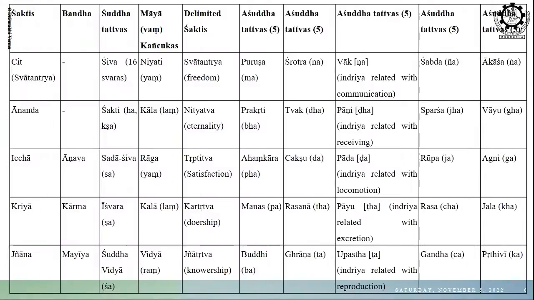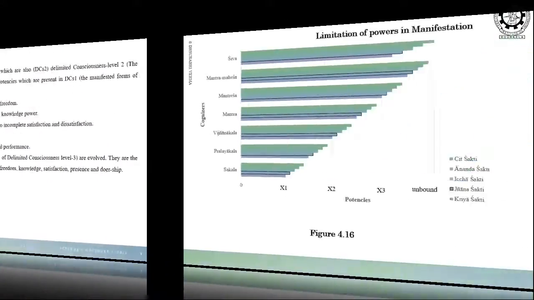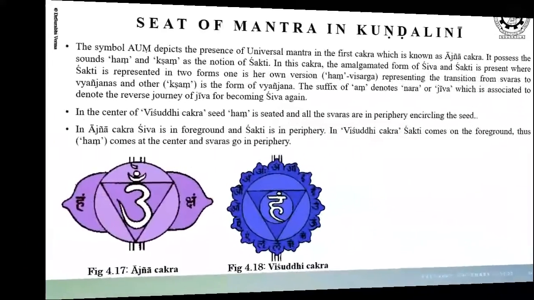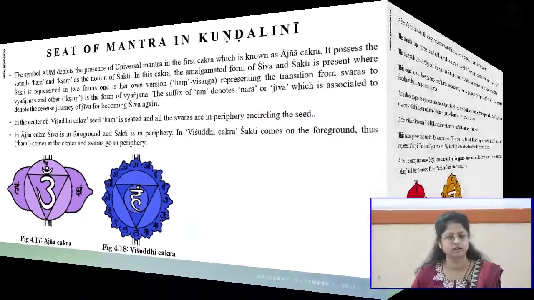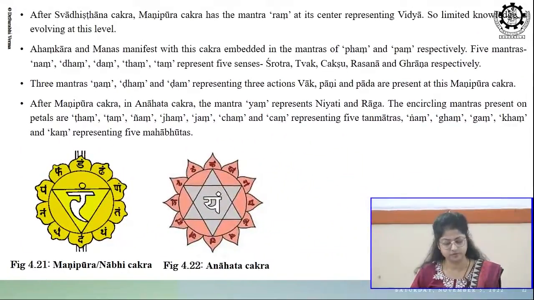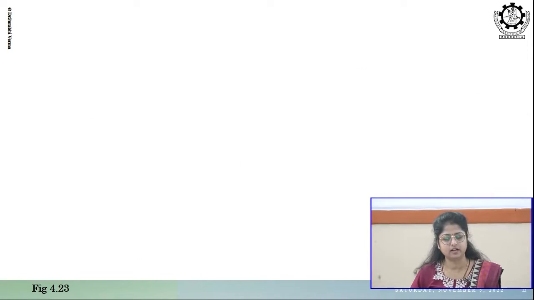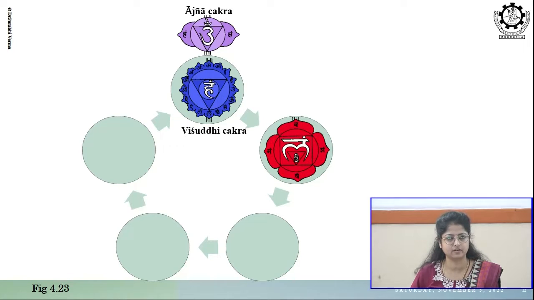Continuing from the previous ones, as I have already explained the encapsulation, delimitation of the powers, for your revision, I am again showing you the chakras, the diagrams, because we are going to understand a little bit more about them. Ājñā chakra, then Viśuddhi chakra, then Mūlādhāra, Svādhiṣṭhāna, Maṇipūra, Anāhata, and the way energy descends down through these chakras when the process of manifestation begins.